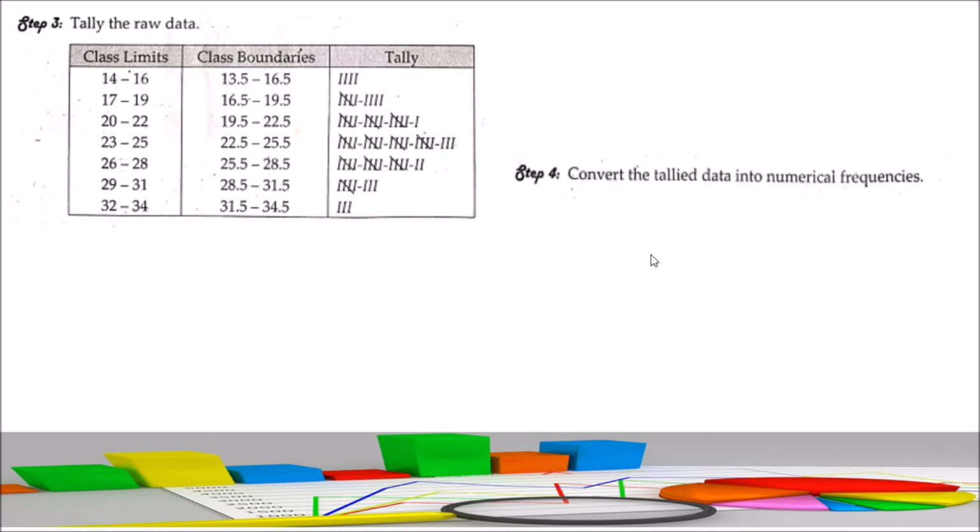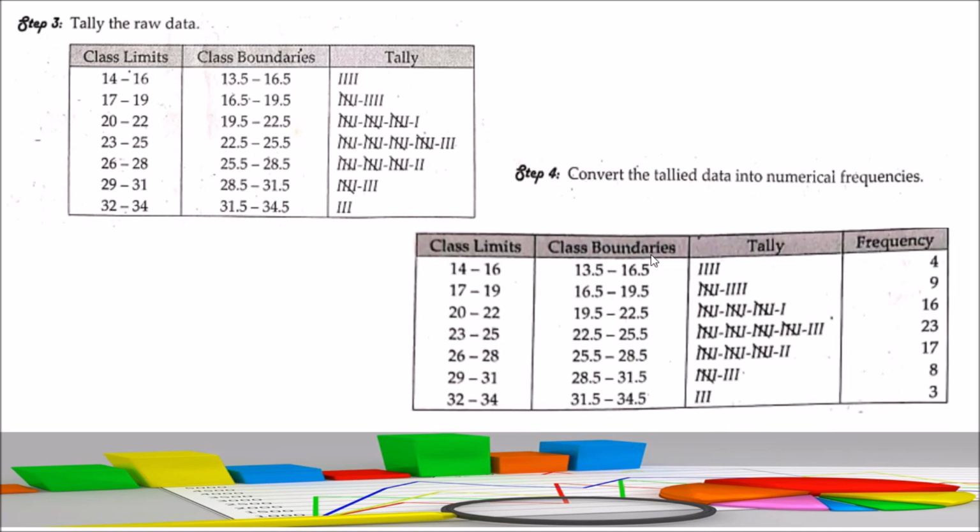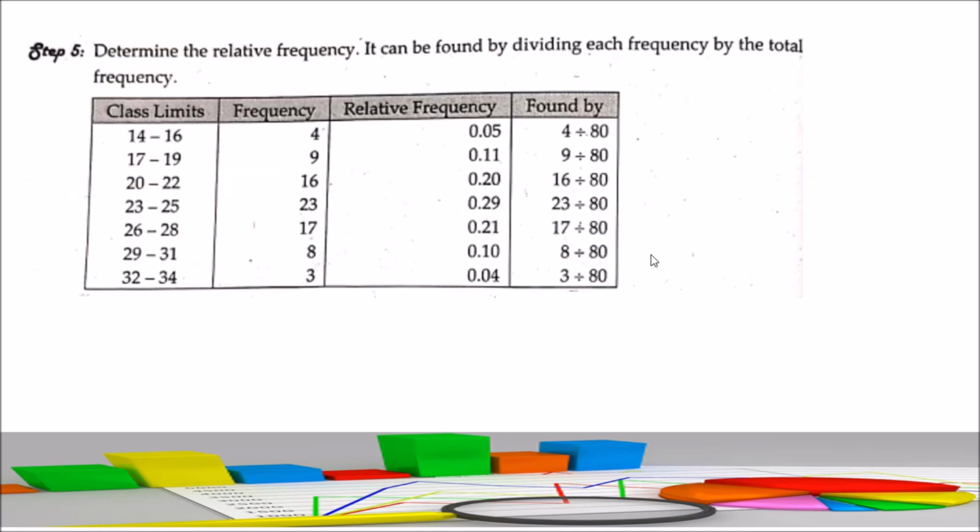Then step 4, convert the tallied data into numerical frequencies. So that will give us column 4, the representation of our tallied data. And now let's proceed to step 5, determine the relative frequency. It can be found by dividing each frequency by the total frequency. So if we had 80 call center agents who participated in this research, then for the frequency of 4, we divide it by 80, and that is the relative frequency. So 4 divided by 80 is 0.05.